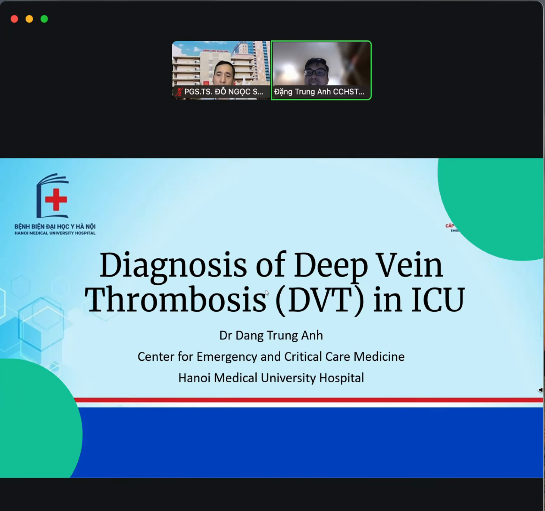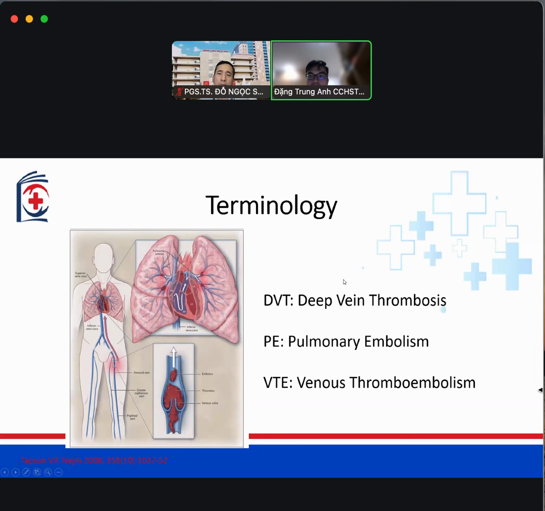and sent me that the program only talks about DVT, deep vein thrombosis. So I only prepared for DVT diagnosis. Actually, you know that we have some terminology for this kind of disease. The DVT is deep vein thrombosis.